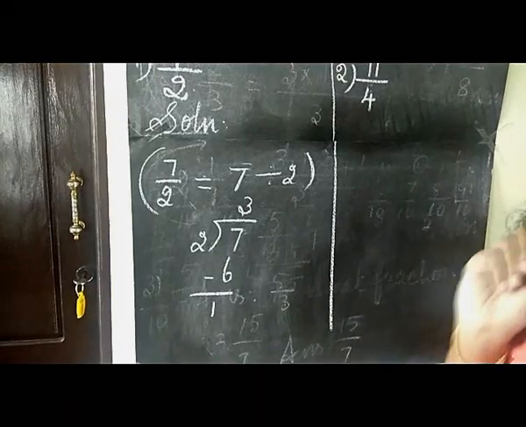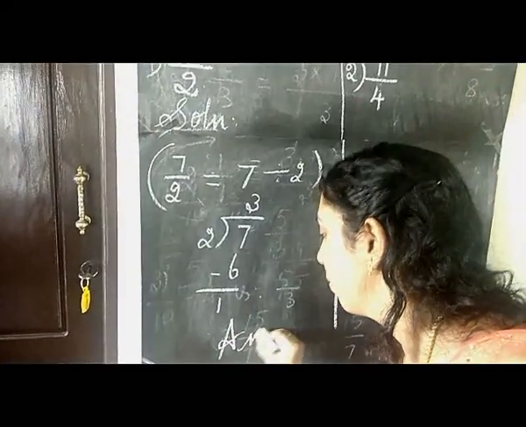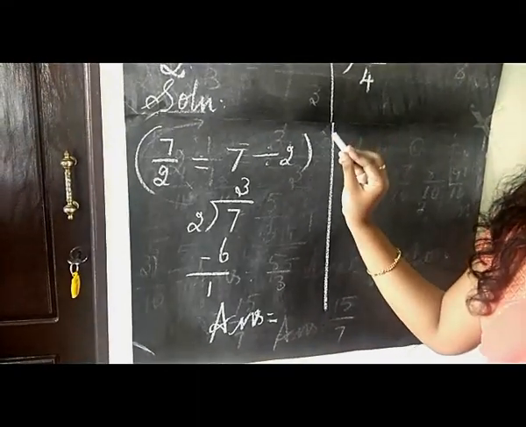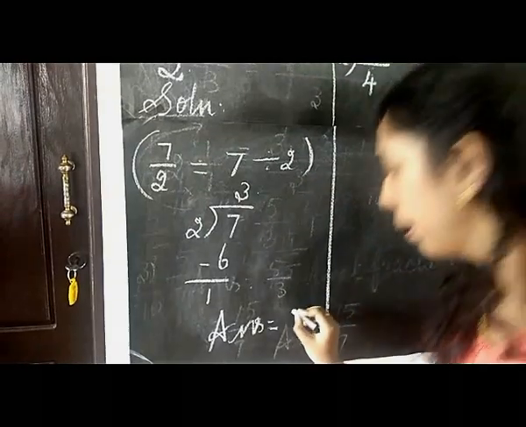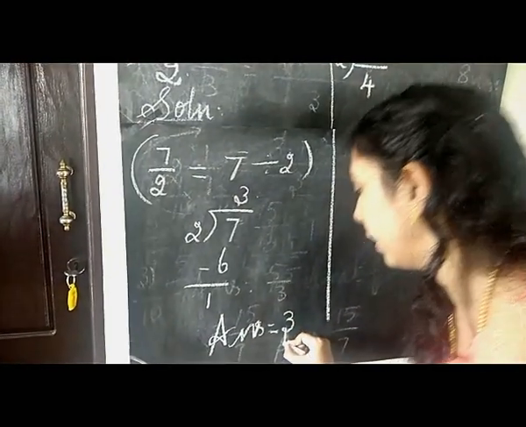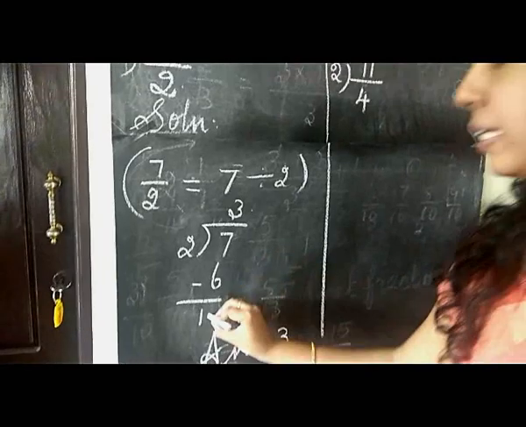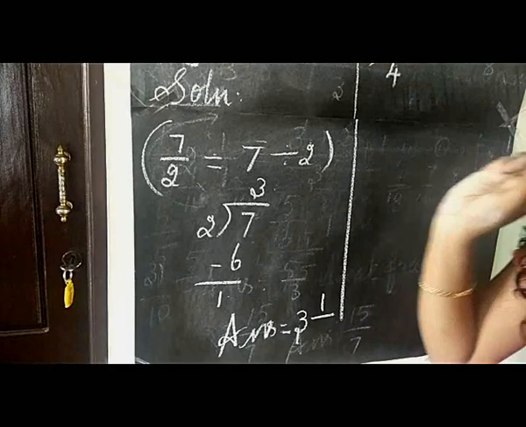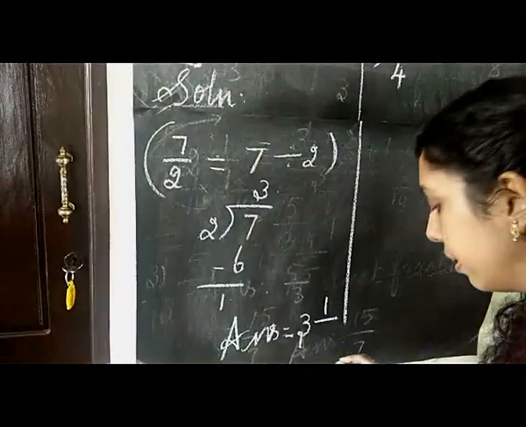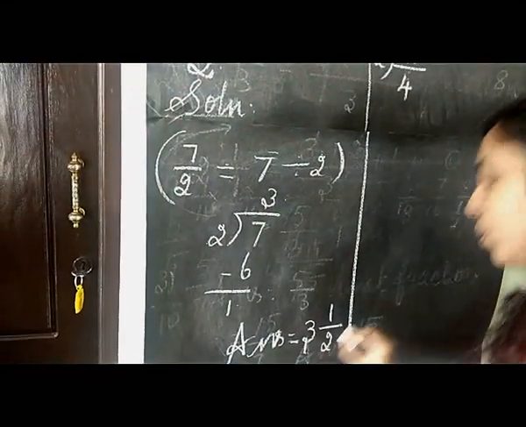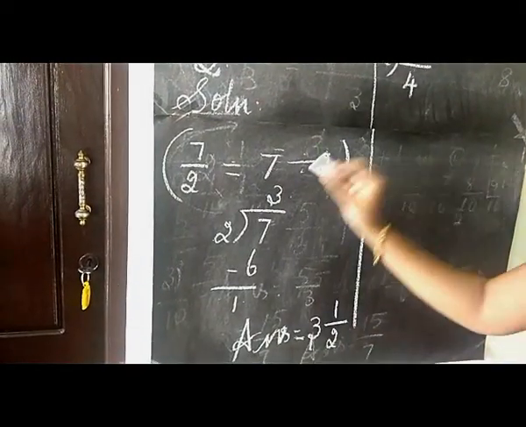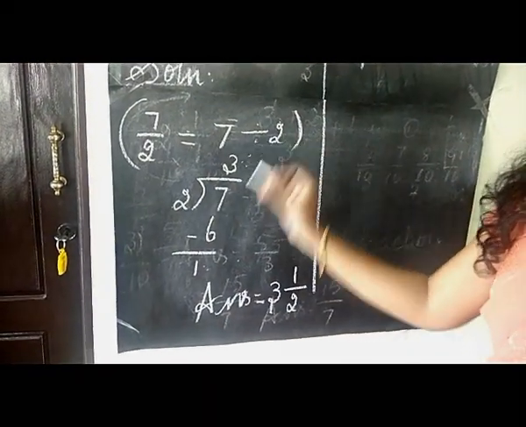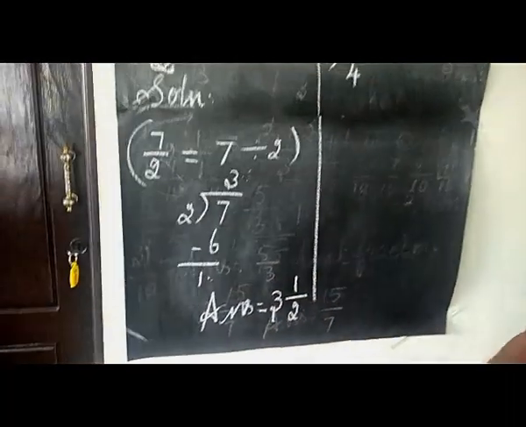But when you write the answer, you should be careful. The answer is equal to, this is a whole number you should write. That is 3. Then the remainder is the numerator, 1 by, then this is the denominator 2. Are you clear? This is whole number 3, then 1 by 2. 3, 1 by 2. So next problem is 11 by 4.